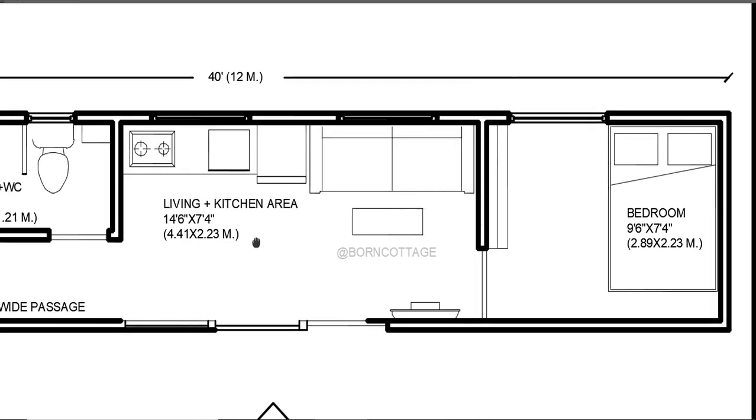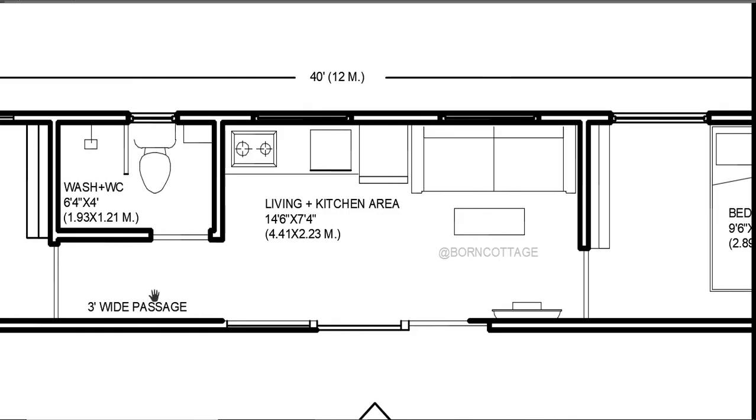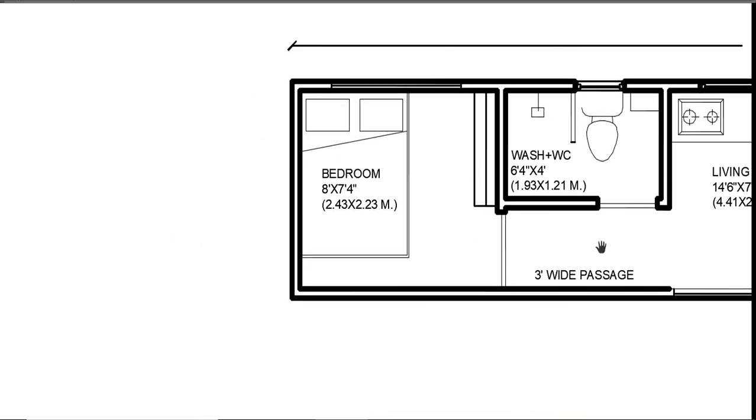And if we go on the left side of the house, so we have 3 feet wide passage here, and on the right side we have common use washroom plus water closet. You can see here the wash basin, water closet and the shower area, and we have ventilator for ventilation of this washroom.